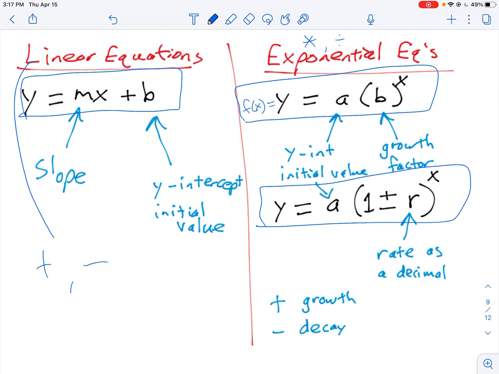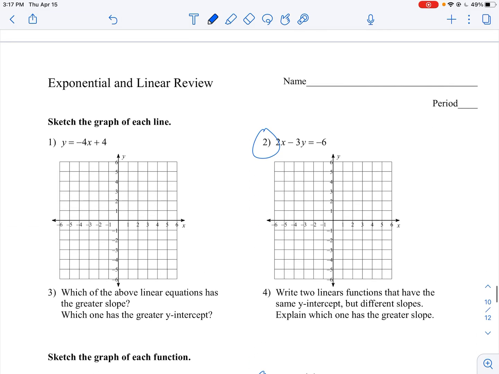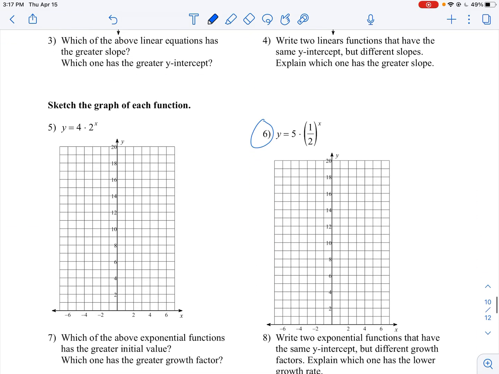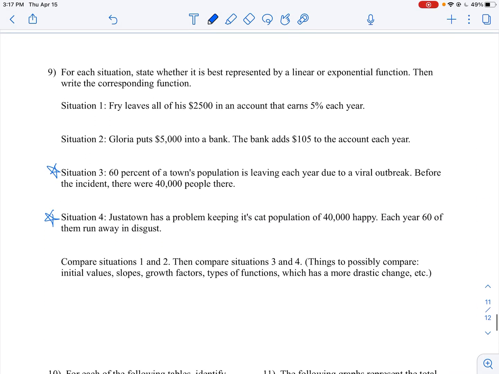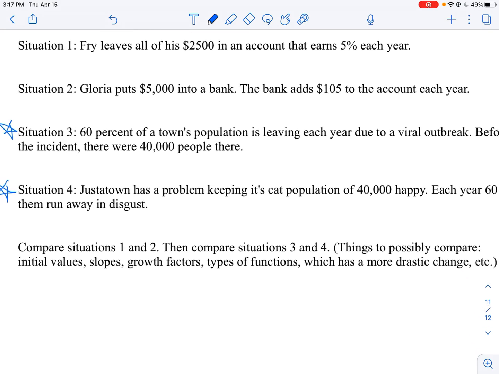Let's look at a few examples from your assignment that directly relate to that. So we're actually not going to do a few on the front first. We're going to jump to the back and go to 9, because that 9 has these situations and we're going to write out the functions for them. So we're looking at 3 and 4.